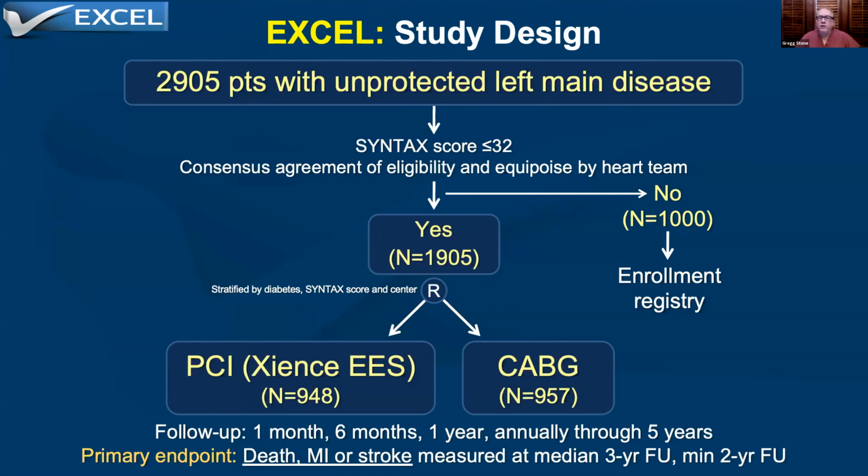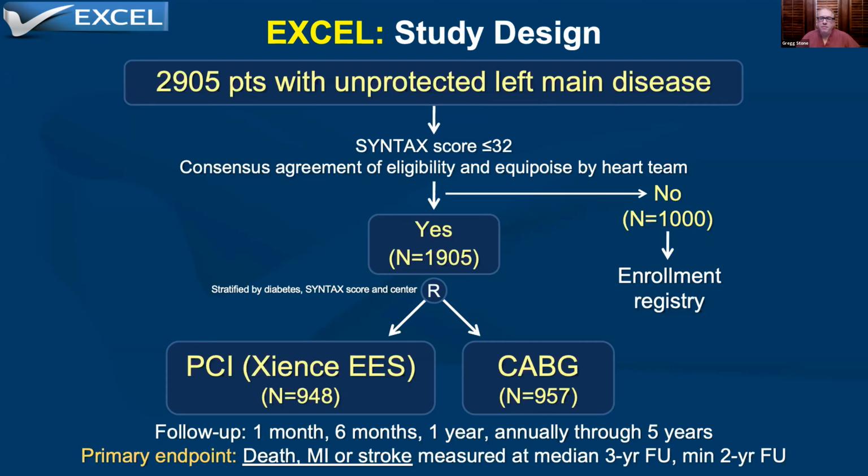And we took 1,905 such patients and randomized them 1-to-1 to either PCI with a contemporary drug-eluting stent, that's Xience, versus bypass surgery. And we followed 1,000 patients who either were too sick for surgery or too high risk for PCI or had a high syntax score in an enrollment registry. And we followed patients through 5 years with the primary endpoint being death, MI, or stroke measured at a median 3-year follow-up.